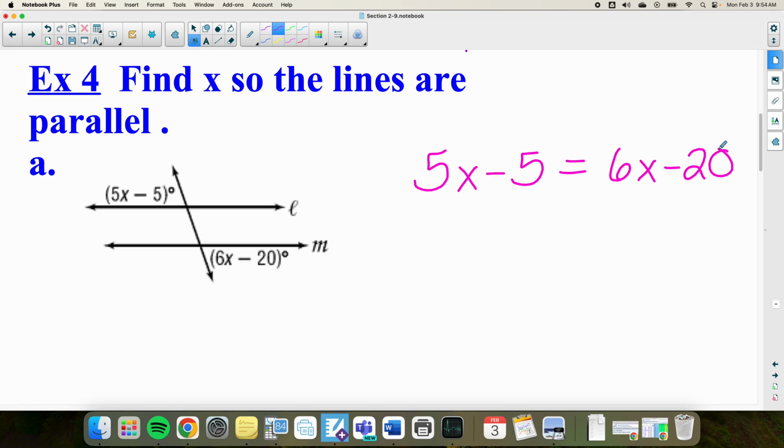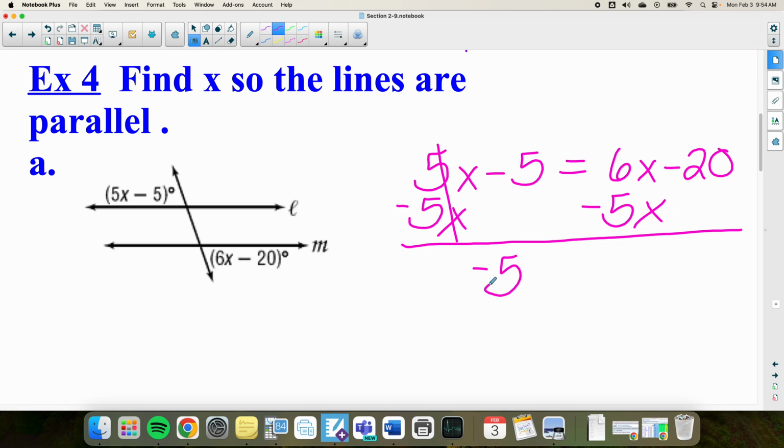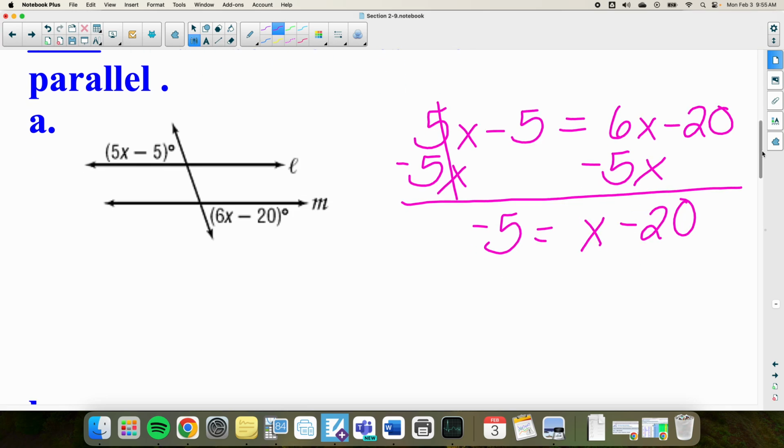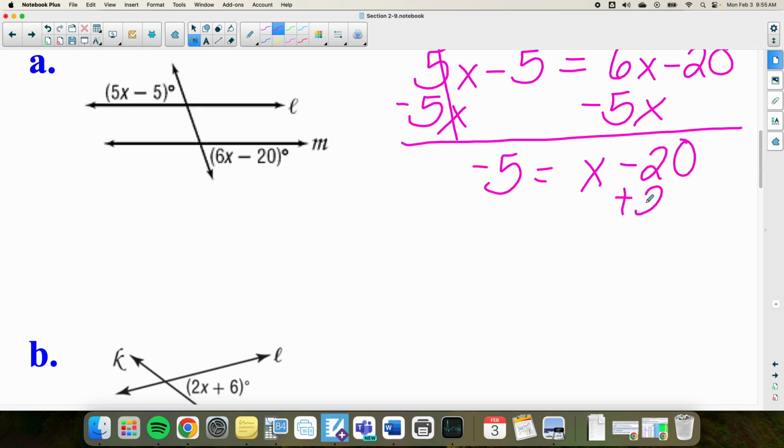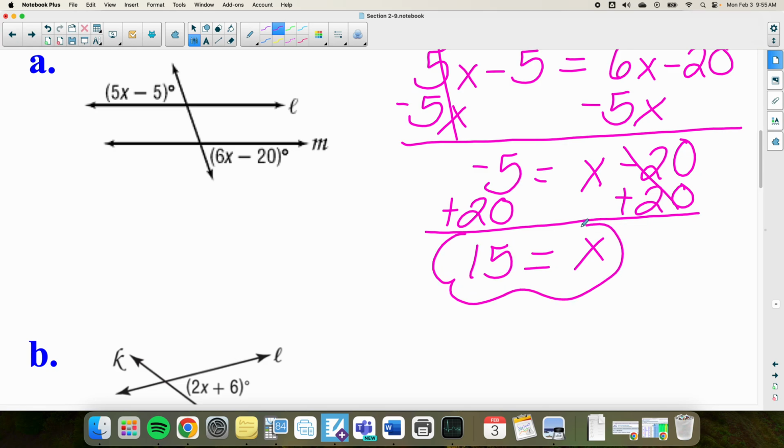and solve that. So I'm gonna bring my 5x over to the right side, and then I have negative 5 equals 6x minus 5x, which is x, and then I have my minus 20. And then I just continue solving that, so I add 20. And x equals a negative 5 plus 20, which is 15. Okay.